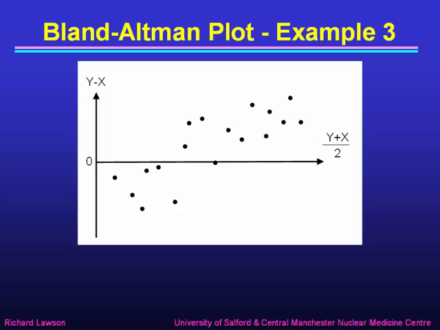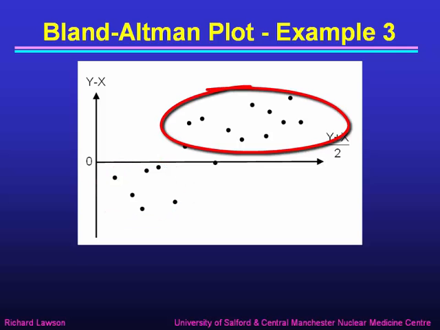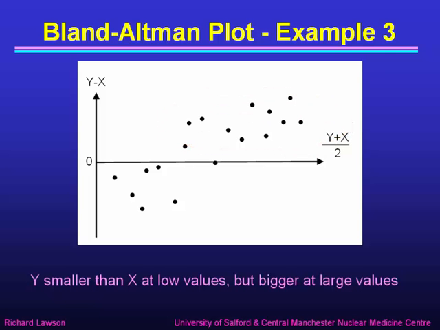Obviously a lot of the points are above the line and a lot below the line, so it's not consistently above or below. But at the left-hand end it tends to be below 0, and at the right-hand end it tends to be above 0. So that says that y is smaller than x at low values, because for low values y minus x is negative, which means y must be smaller. But for large values y minus x is positive, which means y must be bigger than x. So we have a difference between the two measurements, which changes as the measurement changes. So at one end y is smaller and the other end y is bigger.